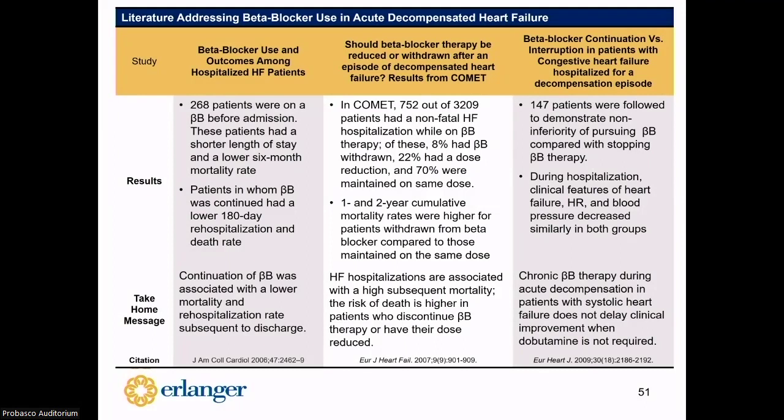And the authors concluded that chronic beta blocker therapy during acute decompensation in patients with systolic heart failure does not delay clinical improvement when dobutamine is not required. So they did exclude all of the patients who were requiring IV dobutamine from their study.